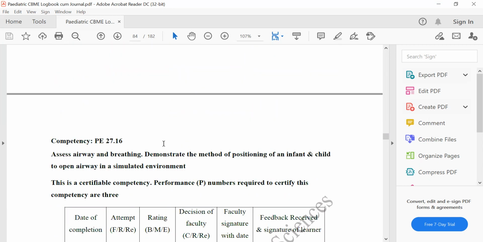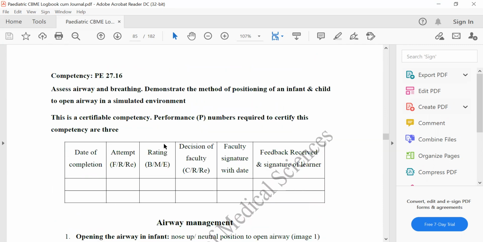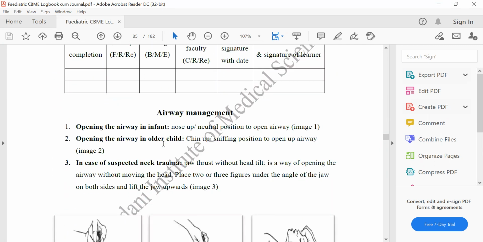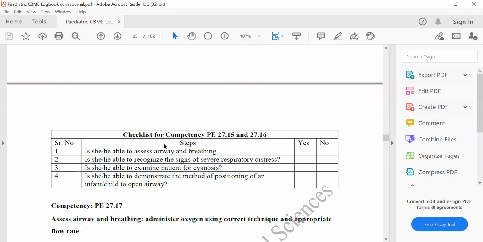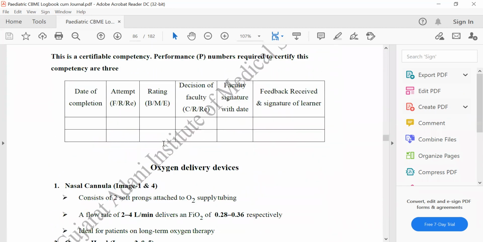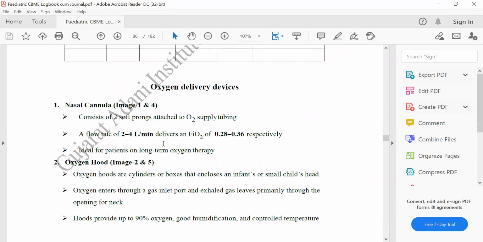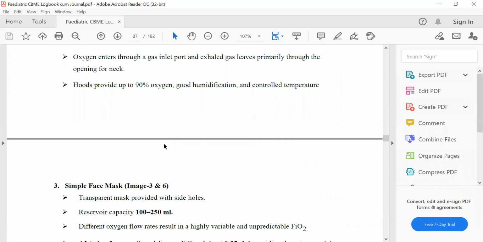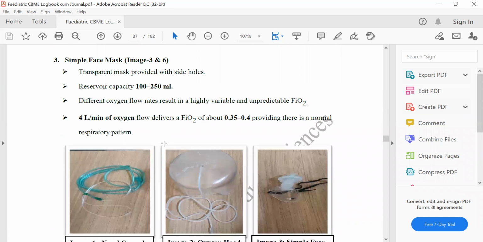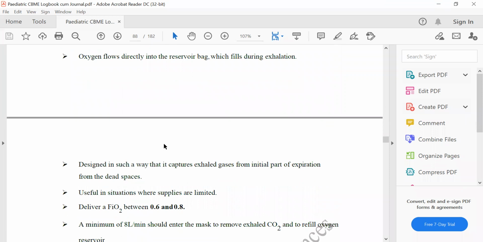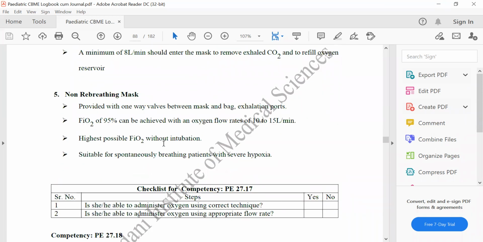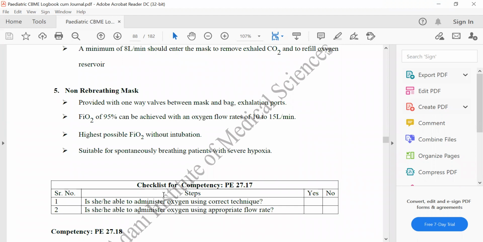respiratory distress. Now again, this is the competency which is certifiable, airway management. So these are some of the basic steps and the pictures about this. And this is the checklist. So these are the very important competencies which are certified. And for all these certifiable competencies, I have put the pictures and details so the student will be able to understand easily. And when we are going to examine, then according to this checklist, we have to ask the things.